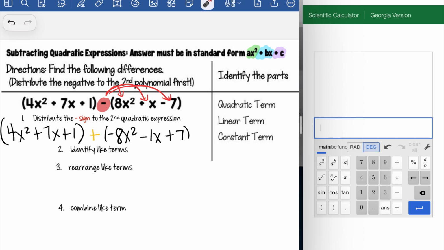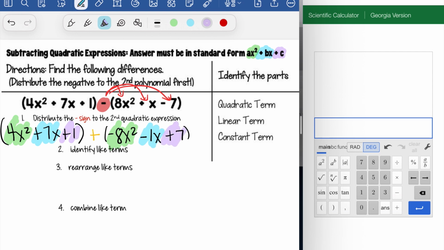So my quadratic terms are positive 4x squared and negative 8x squared. My linear terms are plus 7x minus 1x, and my constant terms are plus 1 and plus 7. So I want to rearrange them so that they are side by side so I can see them clearly, which will be 4x squared minus 8x squared plus my two linear terms, which will be 7x minus 1x, plus my two constant terms, which will be 1 plus 7.